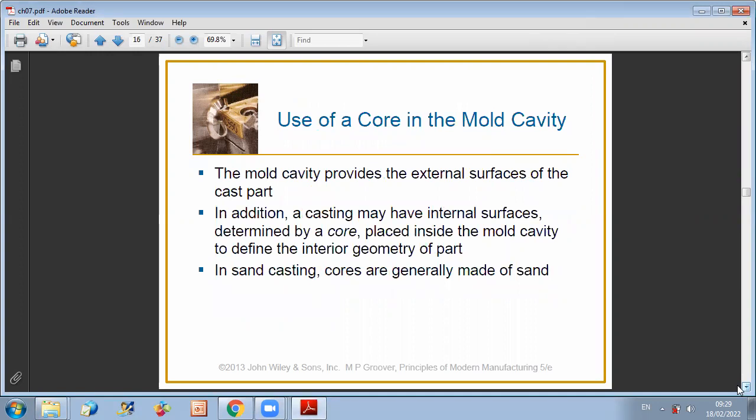When do we use a core in the mold cavity? Whenever you want to produce internal surfaces, you use a core. The mold cavity will provide the external surfaces of the cast part, but we also said that you are able to produce internal surfaces, and this will require the use of a core that we'll introduce in a while. This core will be placed inside the mold cavity to define the interior geometry of the part. In sand casting, in general, cores are also made of sand.